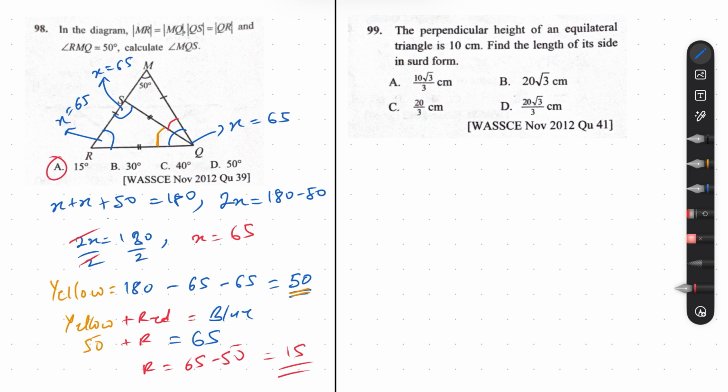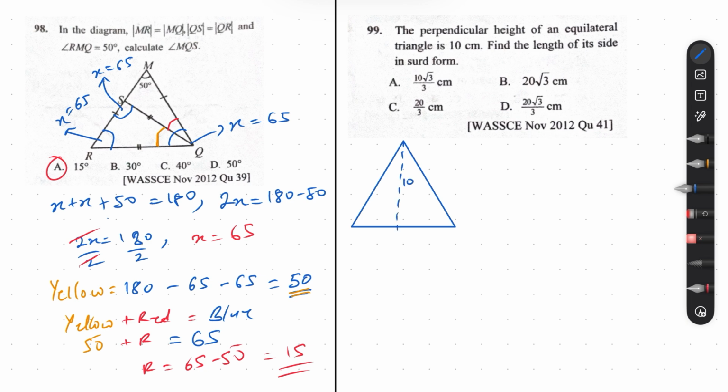All right, let's move on to question number 99. The question says the perpendicular height of an equilateral triangle is 10 centimeters. Find the length of its sides in surd form. So what that means is when we draw an equilateral triangle, which has all of its sides the same, the perpendicular height is 10.